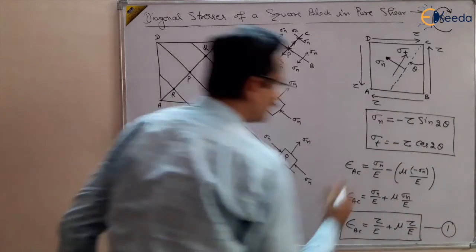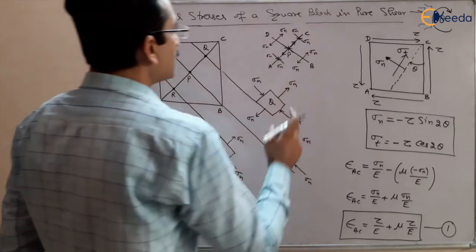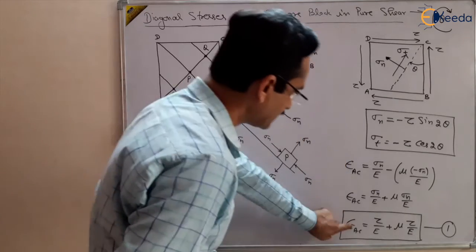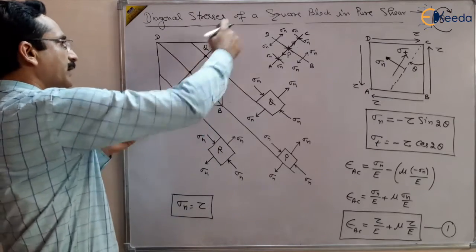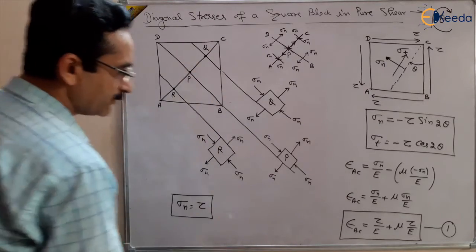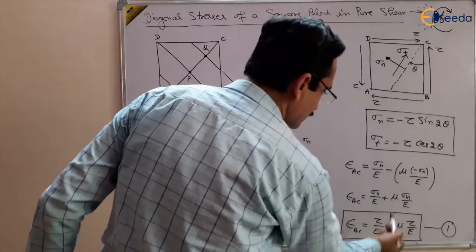So this is the strain in AC in terms of shear stress and Poisson's ratio. This is a very useful equation. We will use it to find the relation between E and G. So remember this equation: the strain in AC, for the diagonal we have chosen, will be equal to tau by E plus mu times tau by E. This you have to remember.